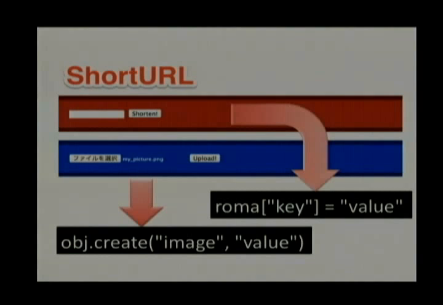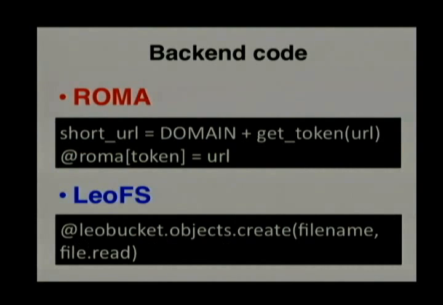The background of the application works like this. ROMA stores the URL, and LeoFS stores the data. This is the backend code, a real backend code. Very simple, just store like a hash. Of course, you need to install them, and they are very easy to use.